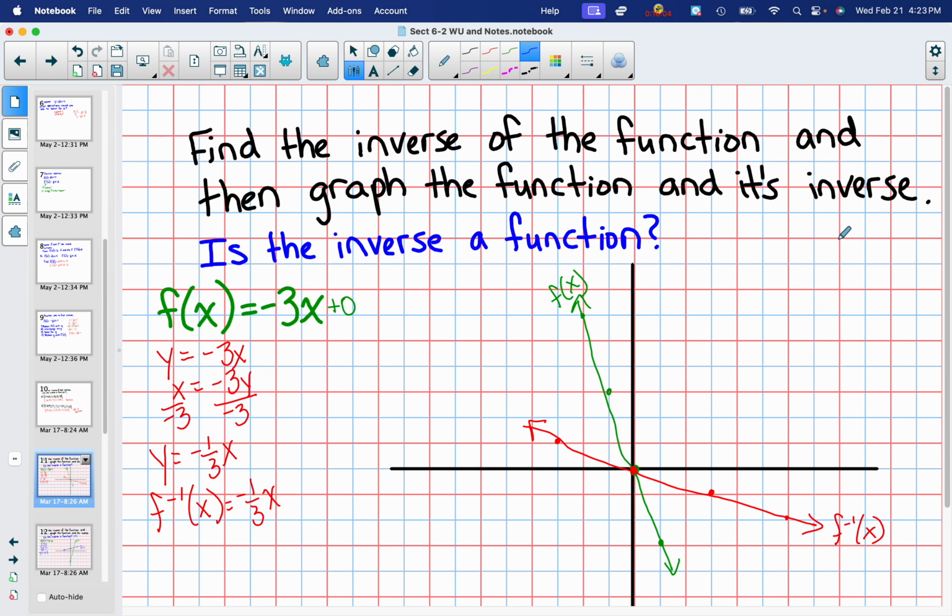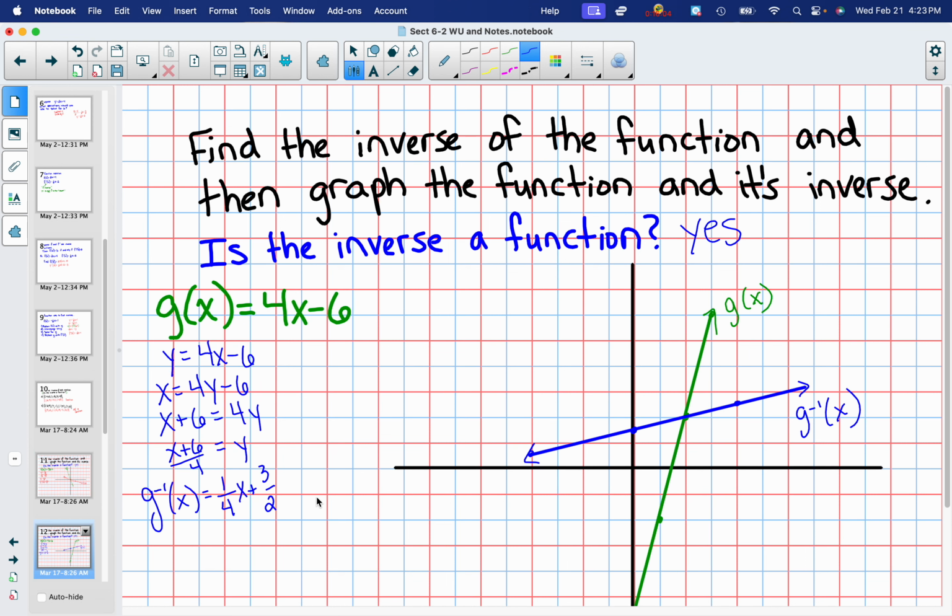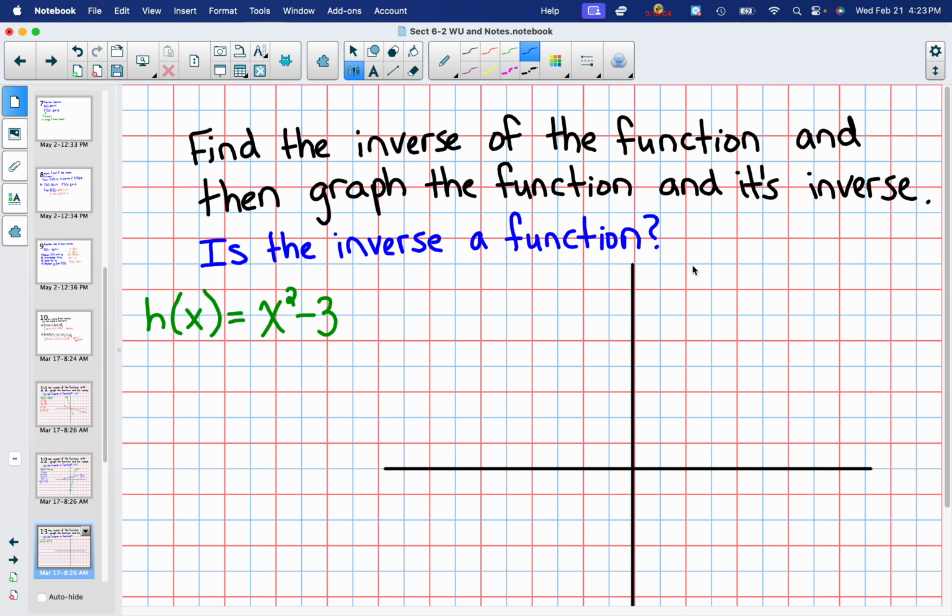I don't know if I answered that one on here. Is the inverse a function? The answer would be yes. Look at my red line, it passes the vertical line test. So both of those examples, they were functions. So now we have another one.